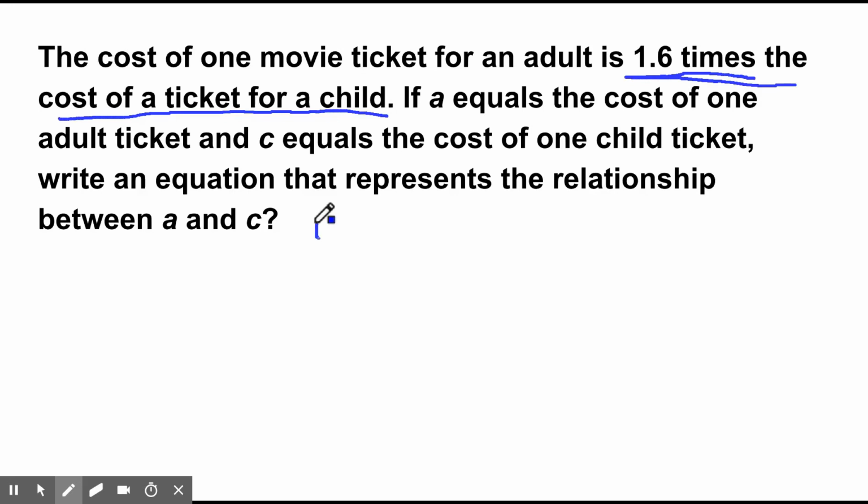So the first thing you want to do is figure out y is equal to mx. So we need to figure out, is y going to be the A or is it going to be the C? And this up here is the key. If it's 1.6 times the cost of a ticket for a child, then your 1.6 is going to be your constant, and it's times the cost of a ticket for a child. This would be your C, and this would be your A. Because the adult is 1.6 times the cost of a ticket for the child.